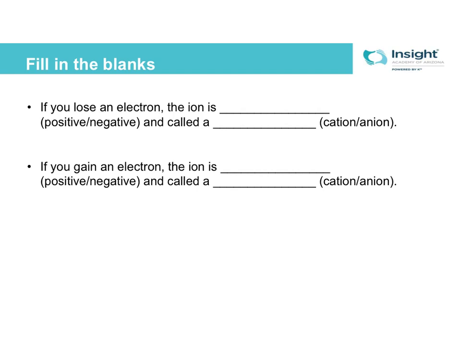So see if you can fill in the blanks here. If you lose an electron, so if we give away a negative charge, the ion is positive. And cats have paws, so that's a cation. Which means if you gain an electron, we have extra negatives. The ion is negative, and we call that an anion.